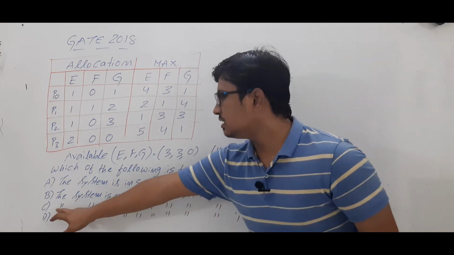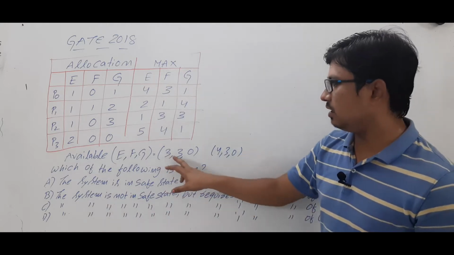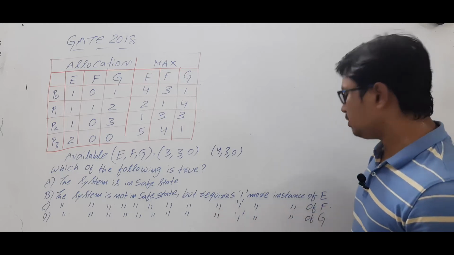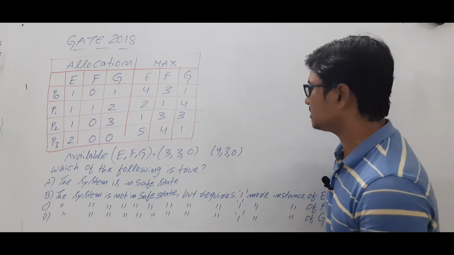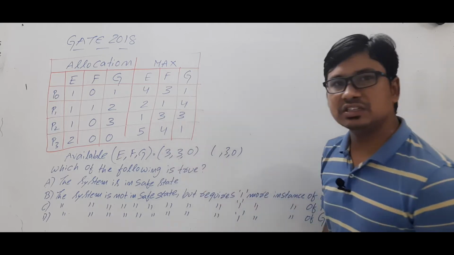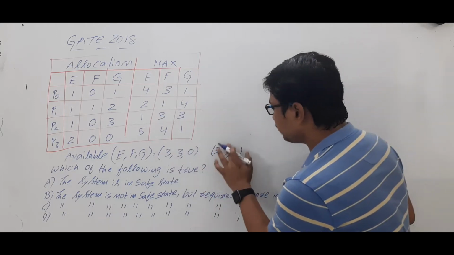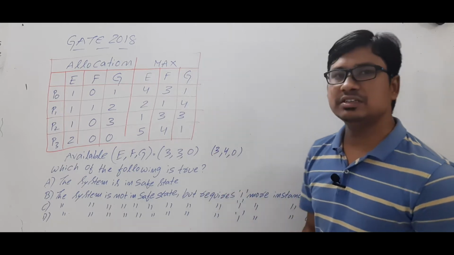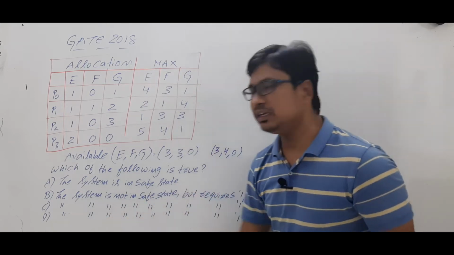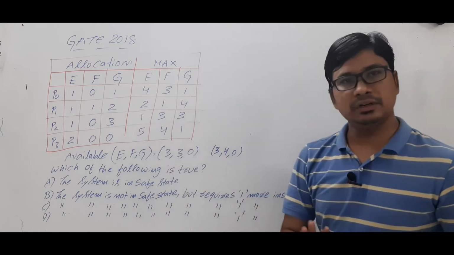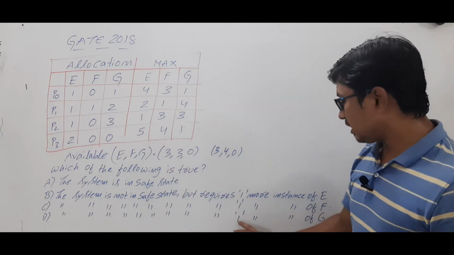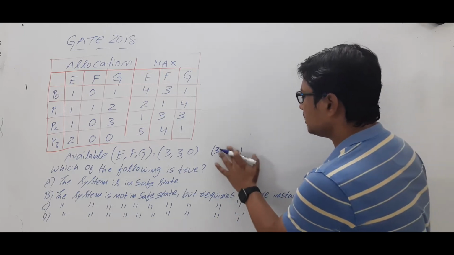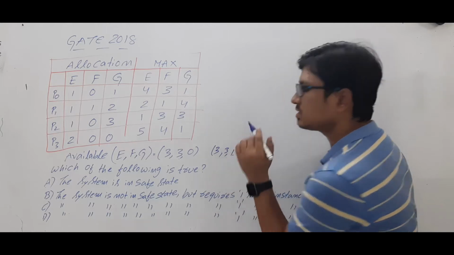Look at option C. The system is not in safe state. With the availability of 330, the system will not be in the safe state, but requires one more instance of resource F. They are saying that with 330, the system is not safe, and if the availability is 340, the system will be in the safe state. Now, option D: with this availability, the system is not in safe state, but requires one more instance of resource G. Meaning is that they are saying with 331 the system will be safe.